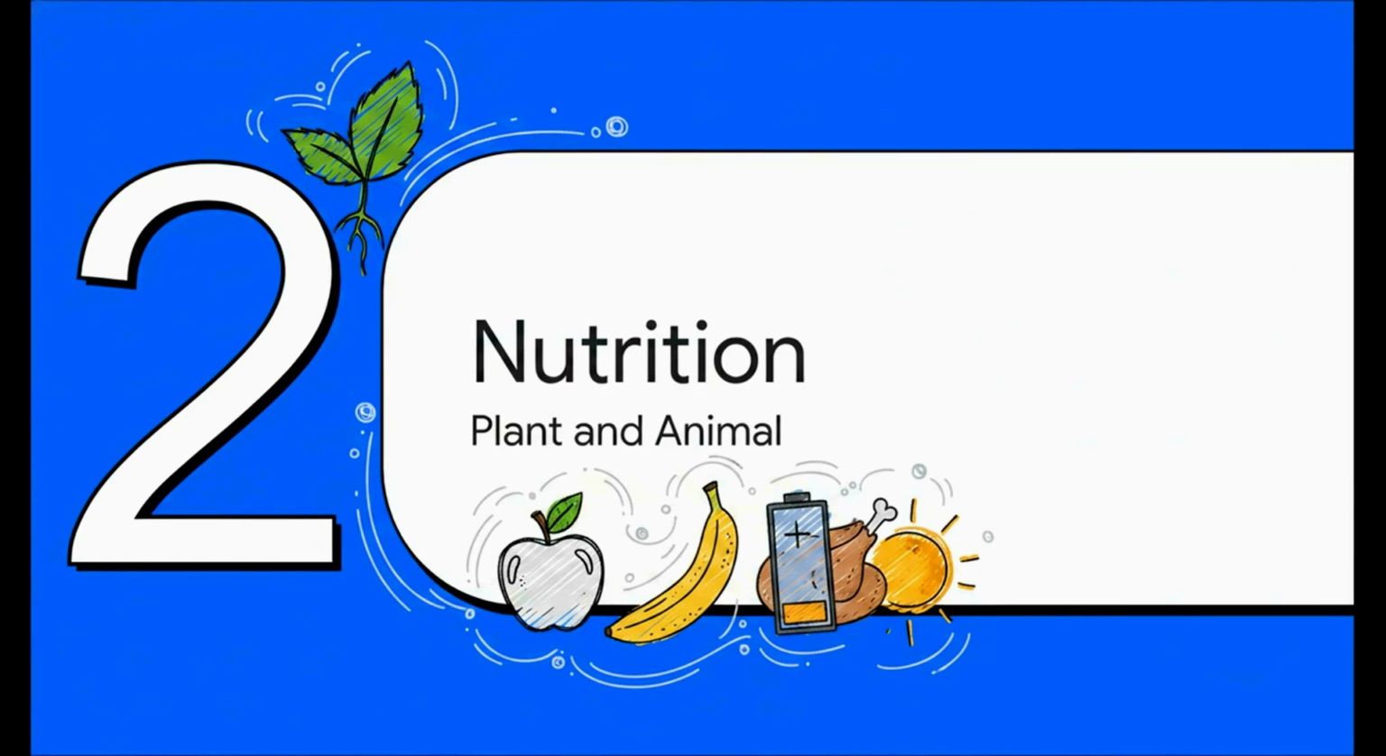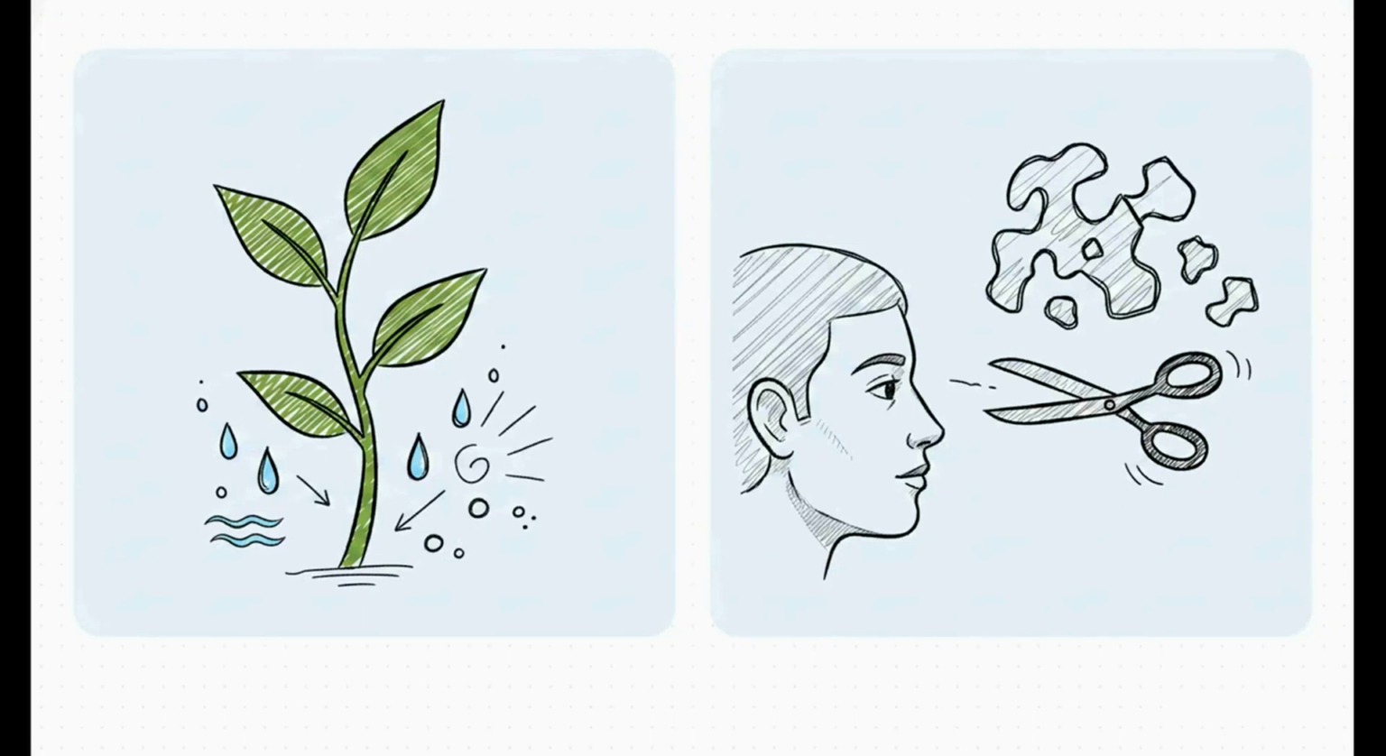Moving right along to Section 2. Plant and animal nutrition. So I need you to flag this concept right now because हा खूप महत्वाचा topic आहे. It's a massive exam topic. You absolutely must be able to contrast autotrophic and heterotrophic nutrition perfectly.